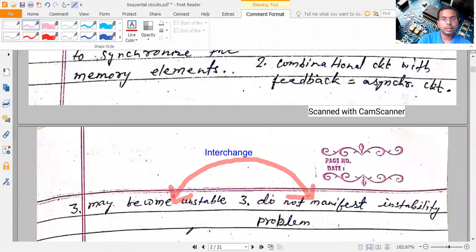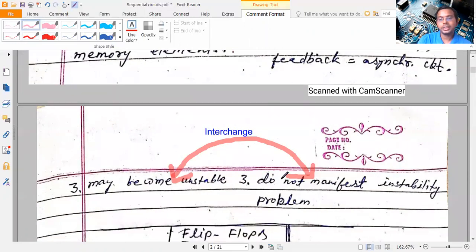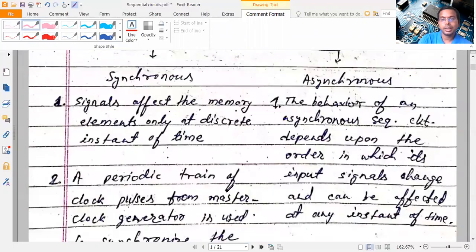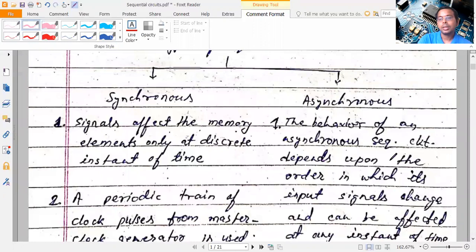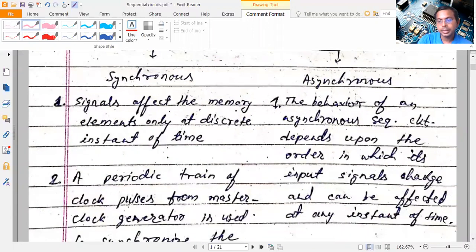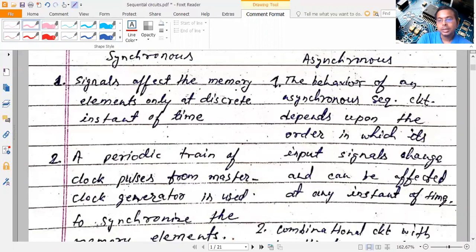And the third point is that synchronous circuits do not manifest any instability. But in the case of asynchronous, it becomes unstable, and the behavior of an asynchronous sequential circuit depends upon the order in which its input signals change, and can be affected at any instant of time. It means whenever there is an input signal change, the output of the flip-flop can change in asynchronous.